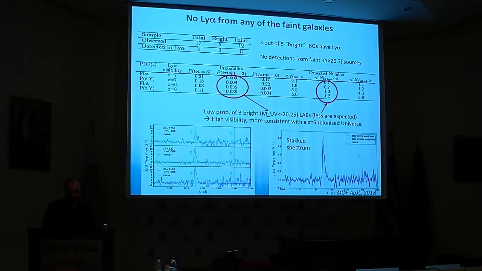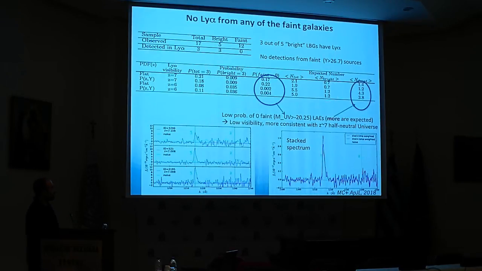So what happens? Detecting three Lyman alpha among the bright galaxies is even more than what we would expect at redshift 6. So we were expecting to detect one, and we detect three. Of course, the numbers are low, but we can fairly claim that detecting three out of five clearly points to this region being reionized. So Lyman alpha is coming to us with no neutral IGM canceling it out.